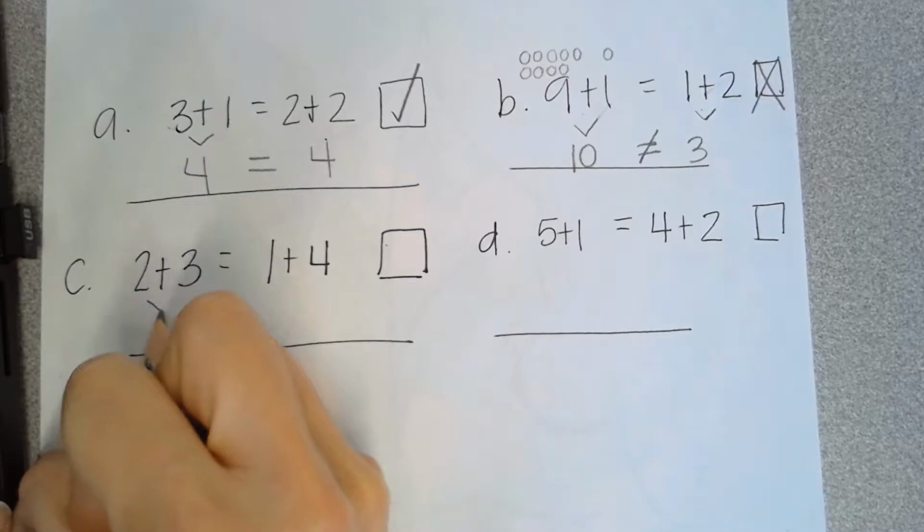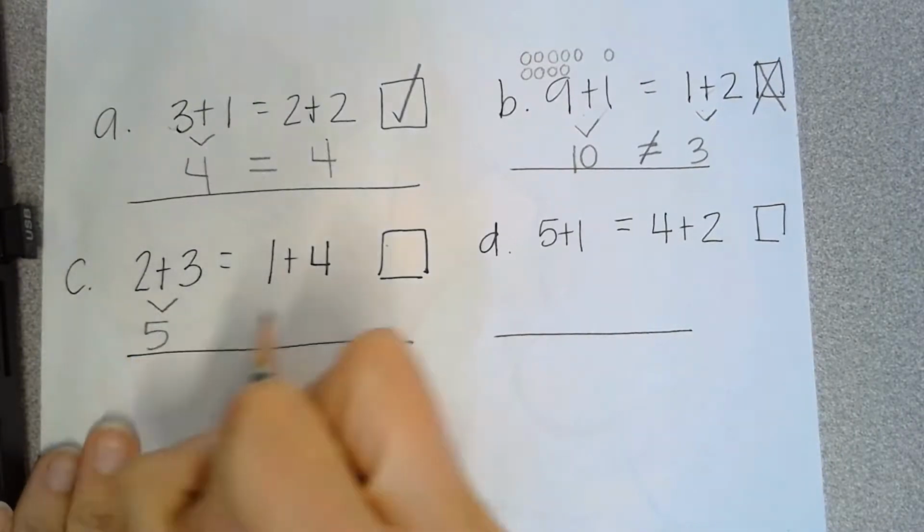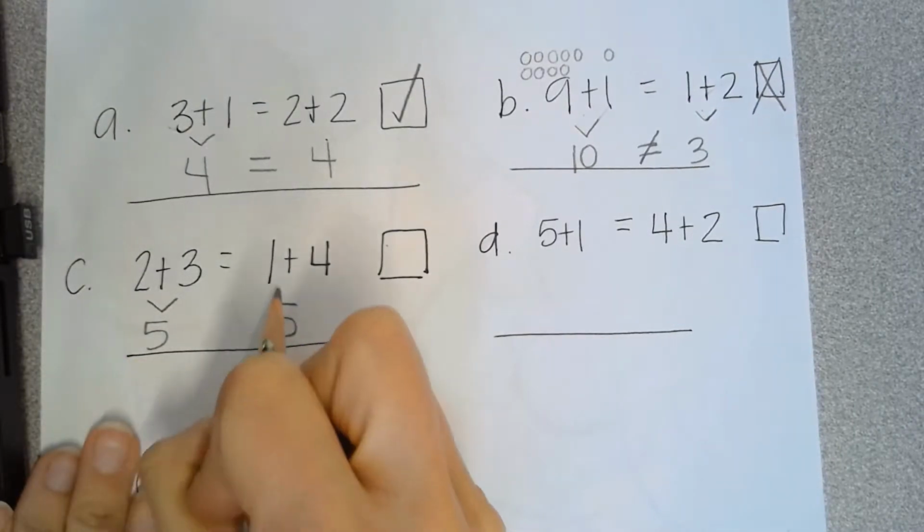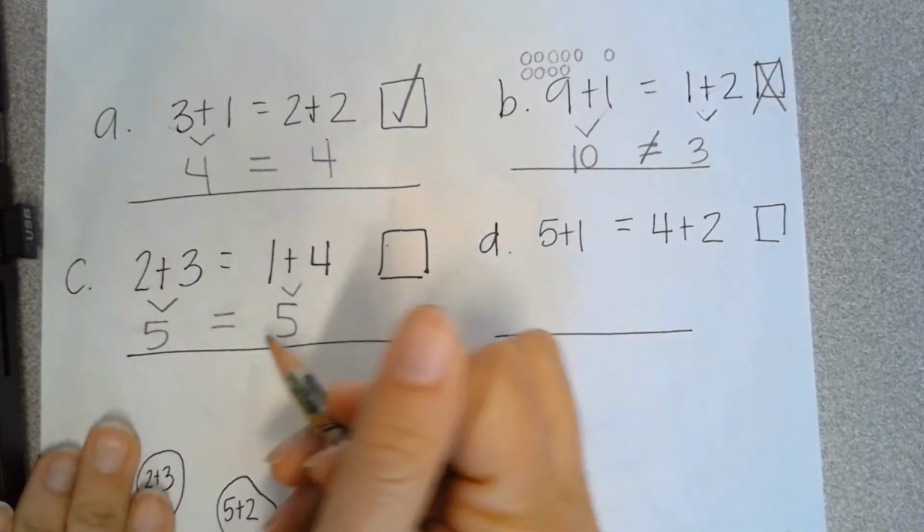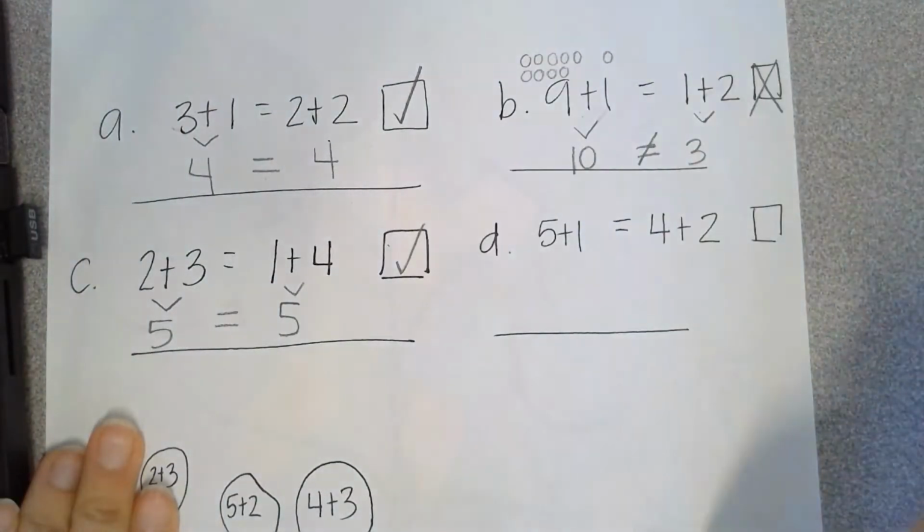Same thing here. They would do 2 plus 3 equals 5, 1 plus 4 equals 5. I put an equal sign, and if it's the same, they do a check mark, and if it was not the same, they do an X.